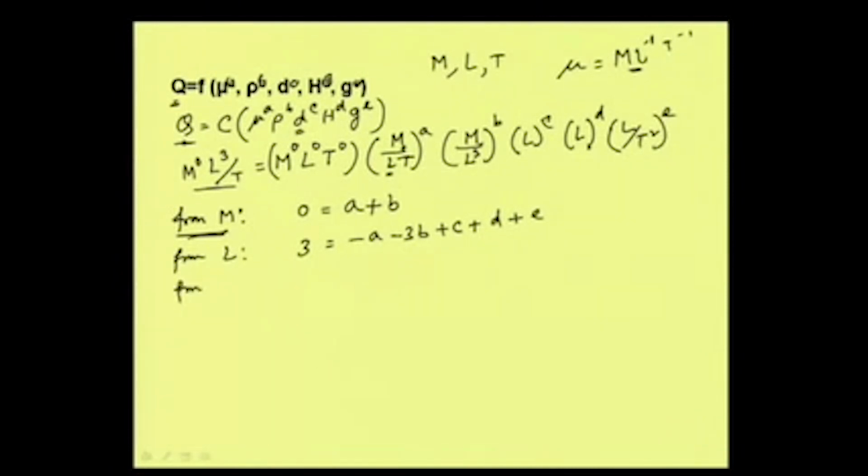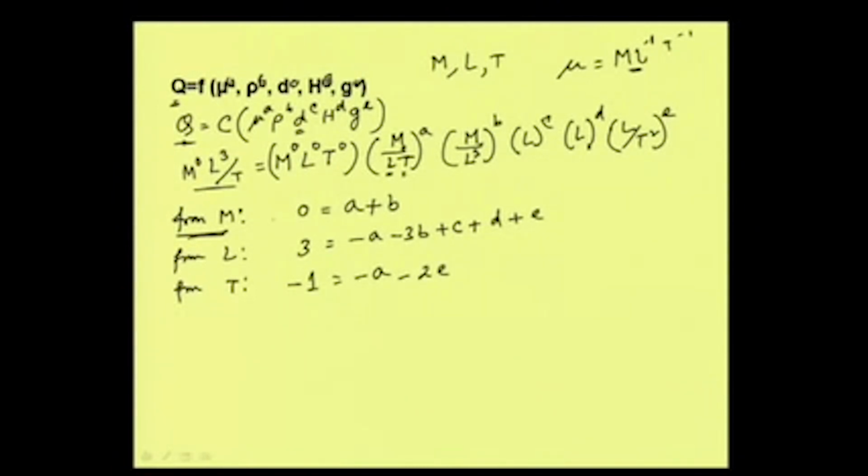And from T, what we can get? T here is equal to minus 1. So, this minus 1 is equal to, where we have T further, let us search, T is equal to minus a. So, this is minus a. Then here again we have minus twice e. So, we have 3 equations.